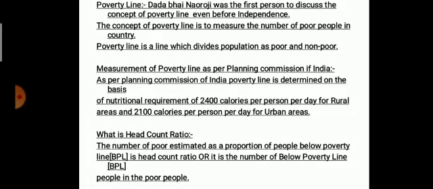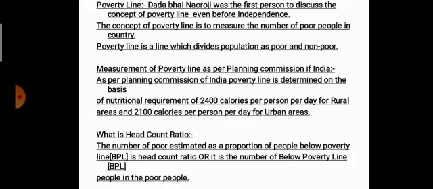That is, in a rural area, nutritional requirement means what? Food intake, that is the diet, the daily requirement of food, a minimum of 2400 calories that a single person every day should get in the rural area. And the same in urban areas is 2100 calories per person per day.